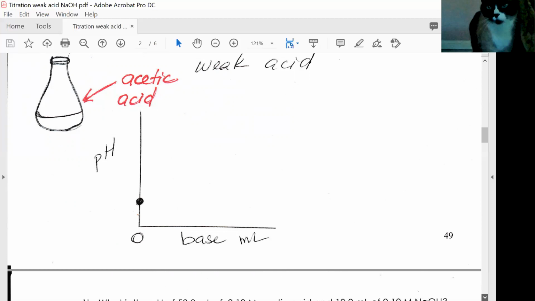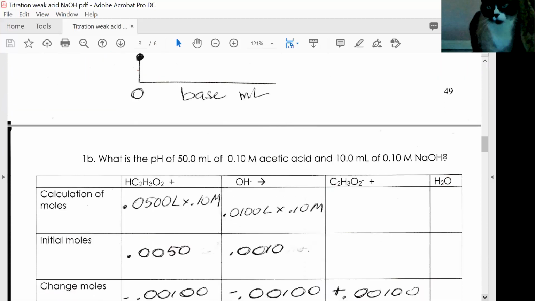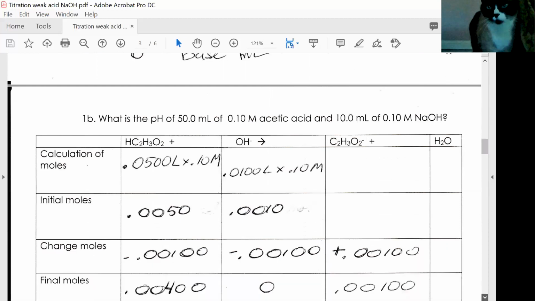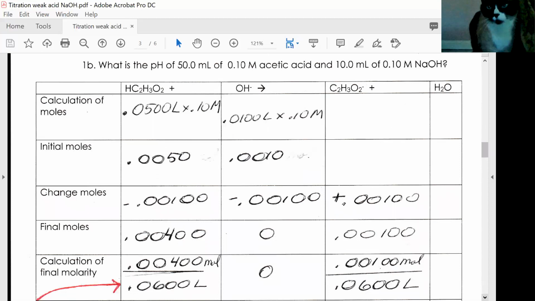Okay, keep in mind this is the same problem. Now we're on 1B. So we're still using acetic acid, and we're using sodium hydroxide. So now we have 50 milliliters of acetic acid, 10 milliliters of 0.1 molar sodium hydroxide. Sodium is a spectator ion. So you're going to fill out your calculation of moles. So why don't you do that?